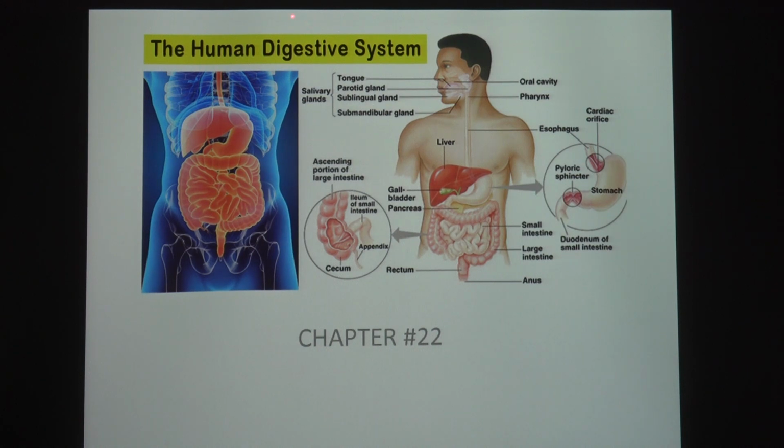When we look at the human digestive system, we're going to start with the oral cavity, and we're going to work our way all the way to the anus. We've already kind of discussed that on the board over here, so we should be in pretty good shape that way.